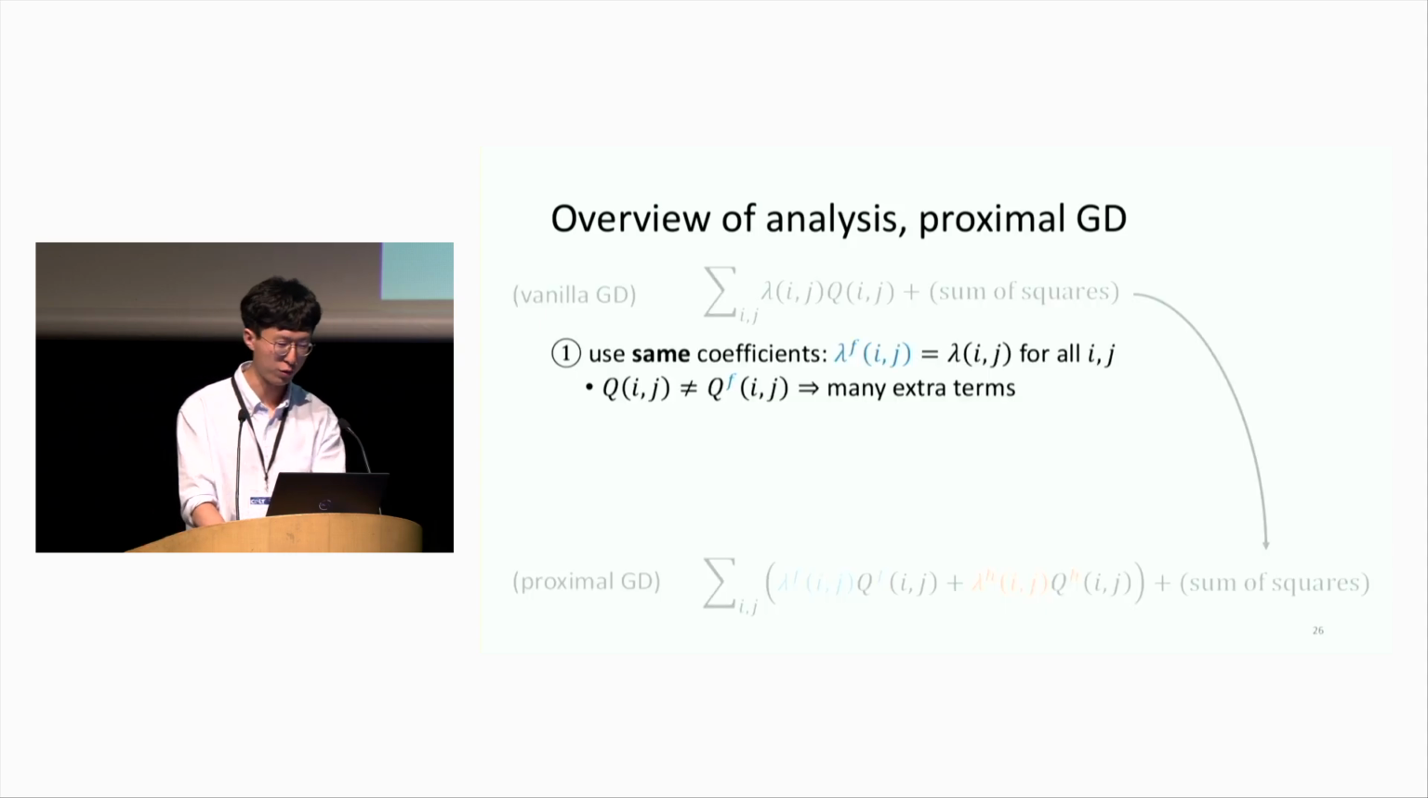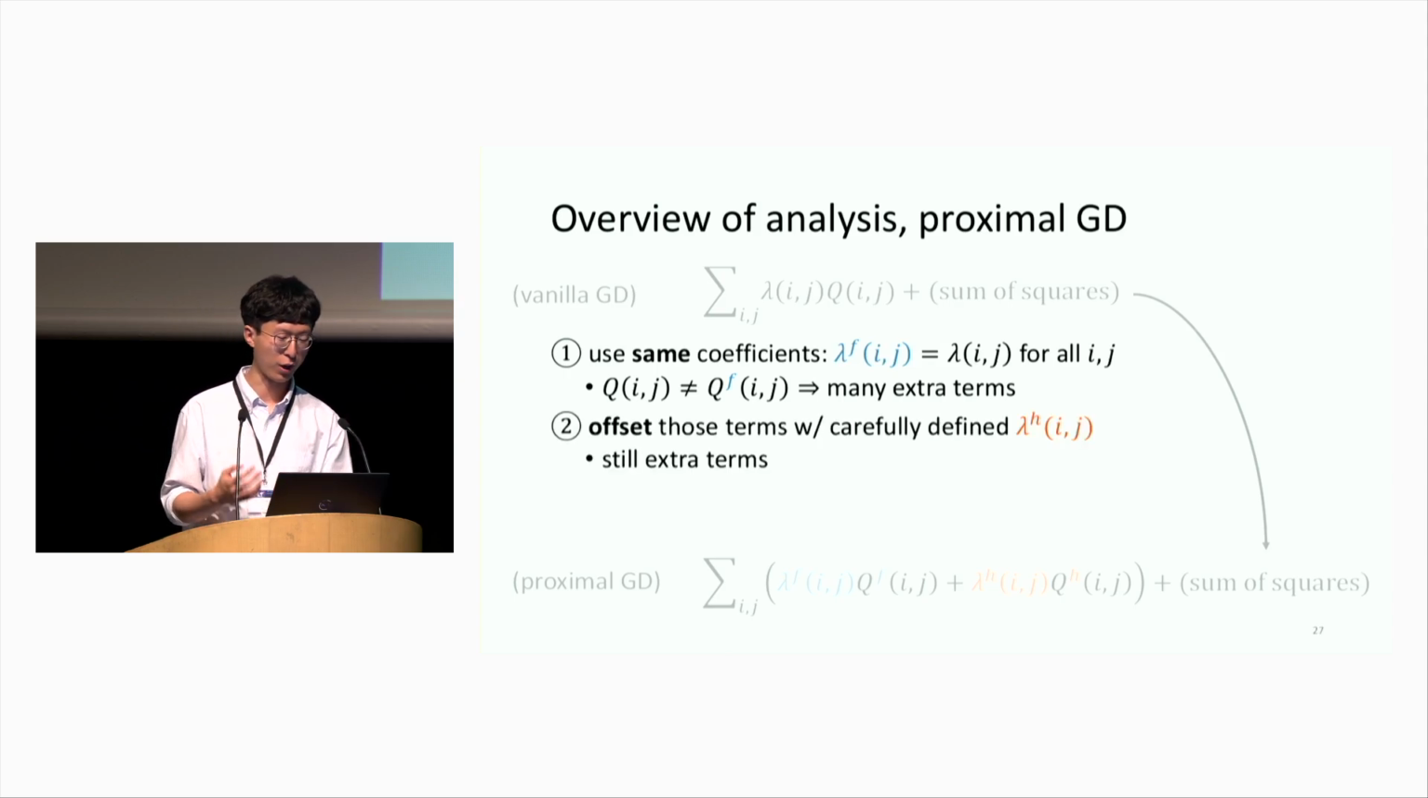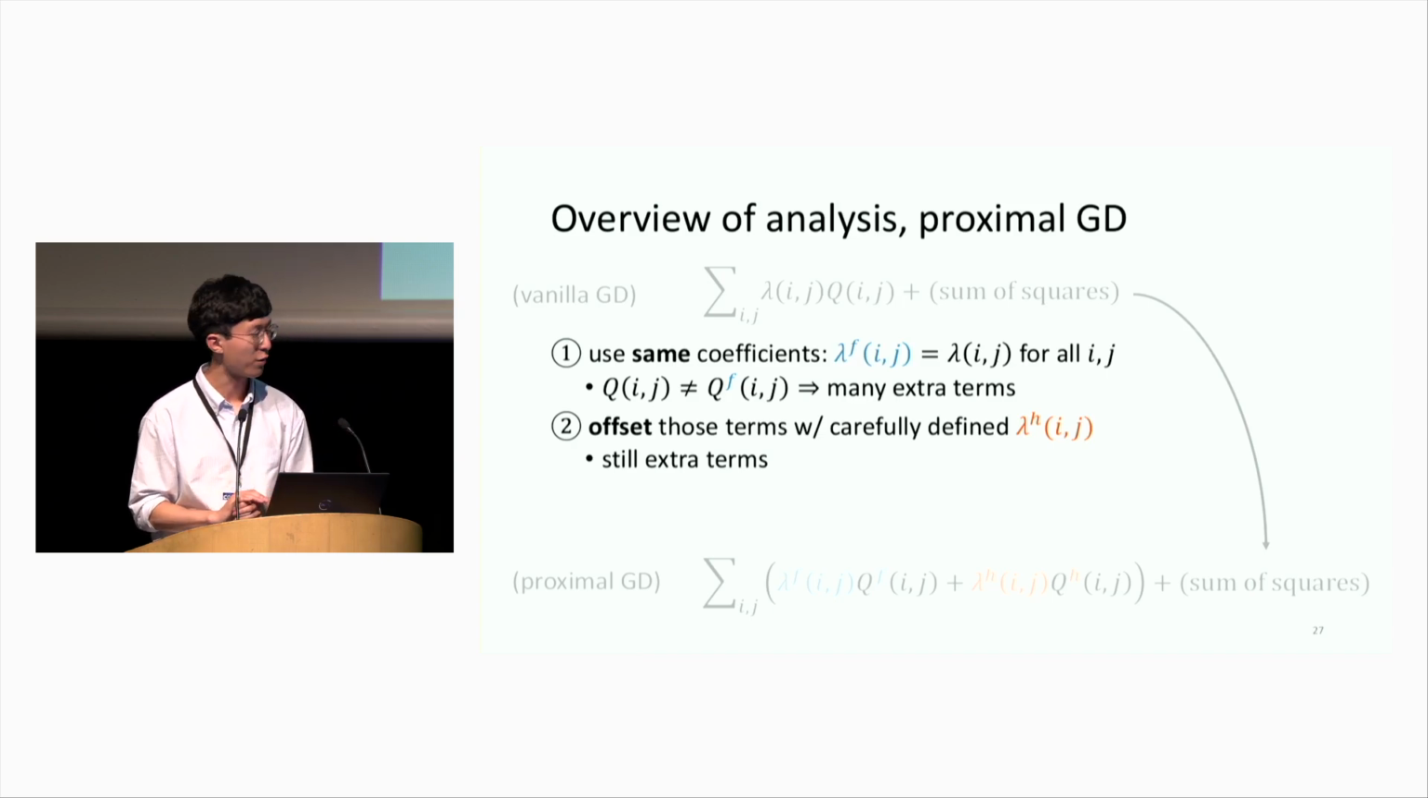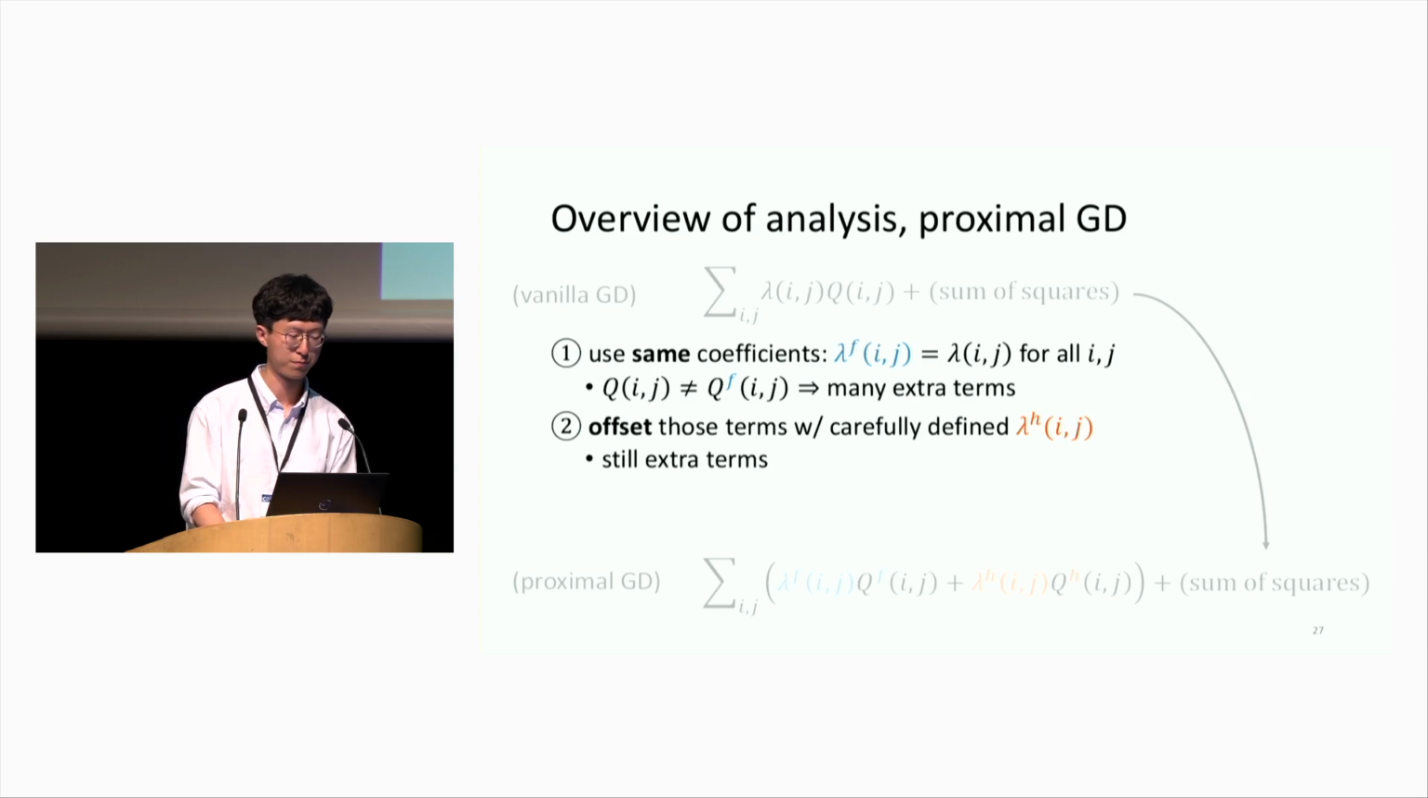How we start is that we basically use the same coefficients for f for all i and j. This is very natural, and it is actually a good starting point. But the issue is that this doesn't immediately solve our problem. In particular, the inequalities, these Qij and the Qfij, are not the same. That is because, essentially, we moved on from just GD to proximal GD, so this induces many extra terms that I need to take care of. And we show that once you carefully define these coefficients for h, you can offset these terms. This is good news, but still we have some extra terms.